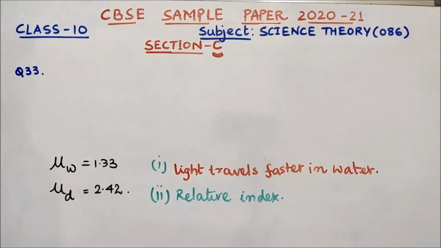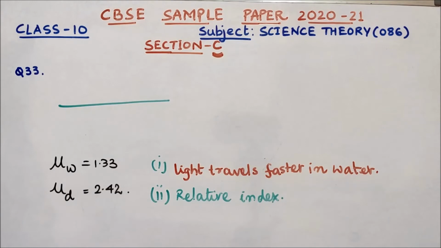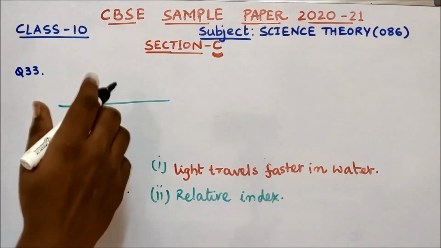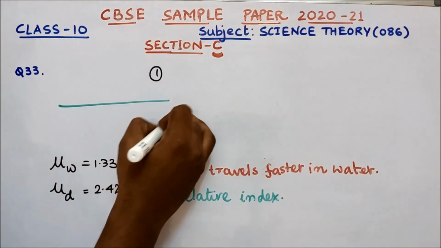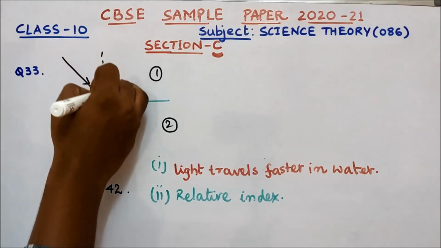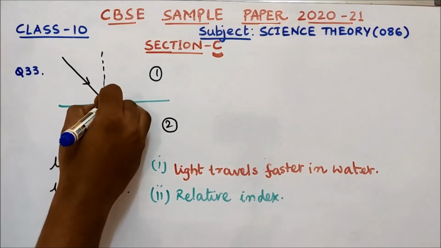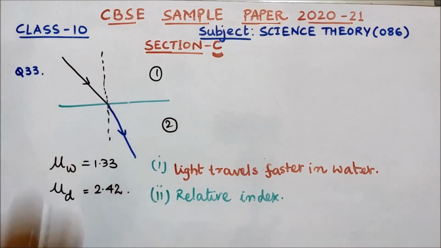So let's see here. The concept is like this. This line represents the boundary between the two media. Let's take this as medium 1 and this as medium 2. Let's say this is the light, the incident ray, and this is the normal at the point of incidence. After refraction, let us assume the light got refracted. You can see the bending.